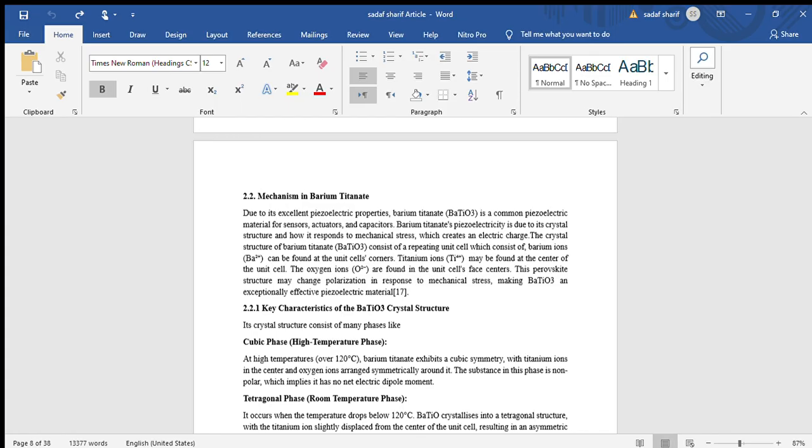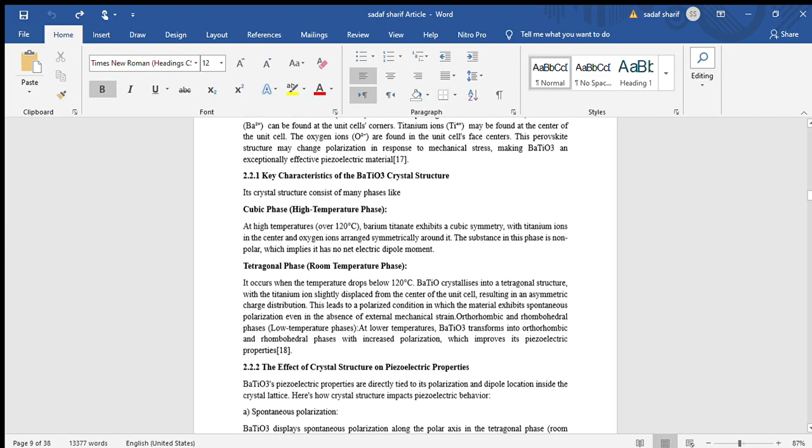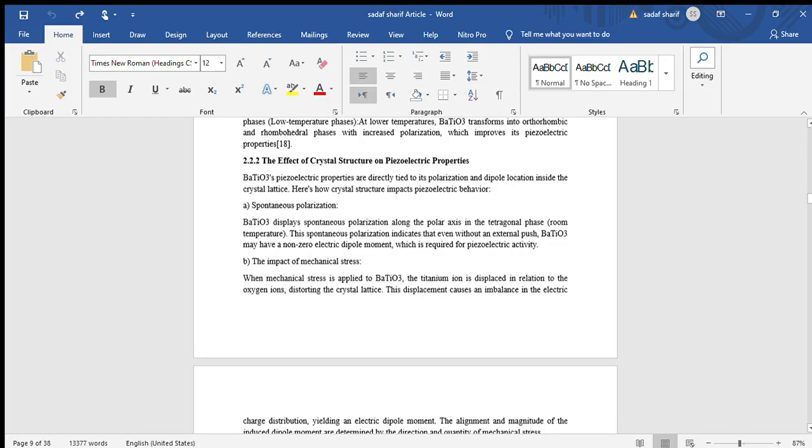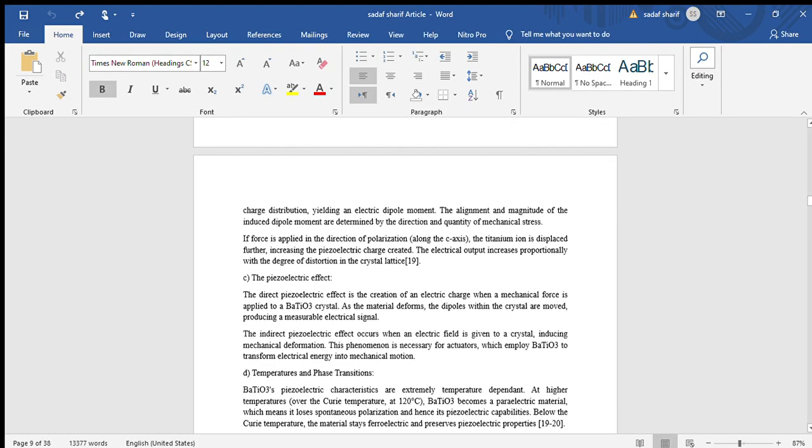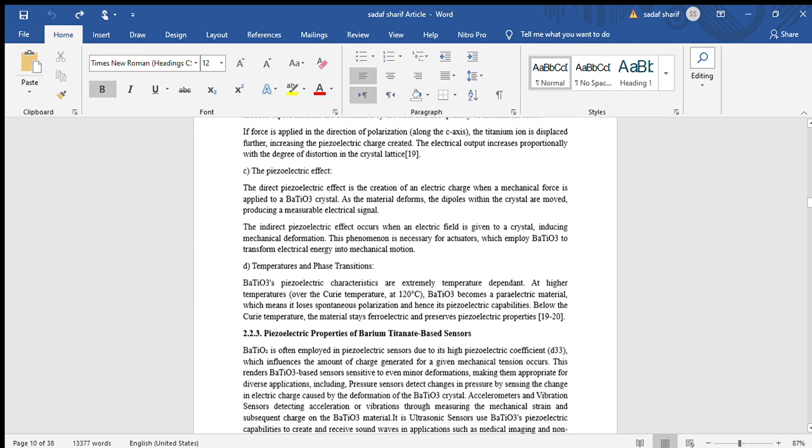The key characteristic of barium titanate structures is that they have two phases. The first one is the cubic phase, which is also known as the high temperature phase, and the other one is the tetragonal phase, and it is also called the room temperature phase. The effect of structure on piezoelectric properties: first of all, that is the spontaneous polarization, and the other is the impact of mechanical stress. And then that is the piezoelectric effect.